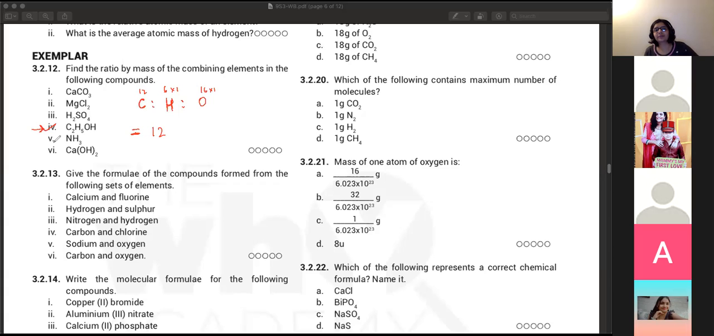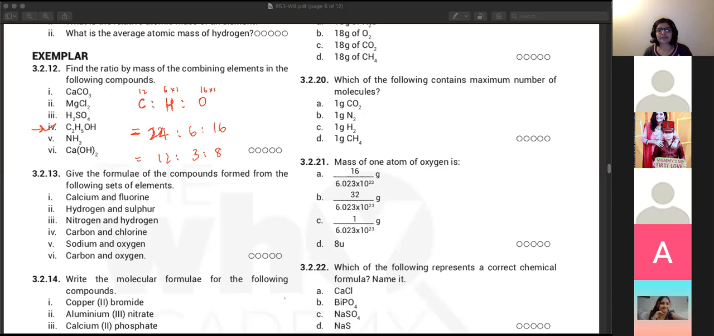How many atoms of carbon are there in this? It will be 24 is to 6 is to 16, because there are 2 carbons. Correct. Ma'am, we can lower this to 12 is to 3 is to 8. Yes, 12 is to 3 is to 8. Awesome. Cool.